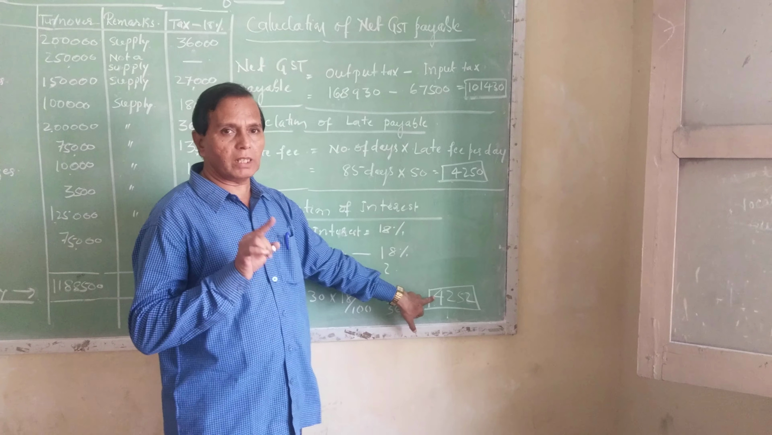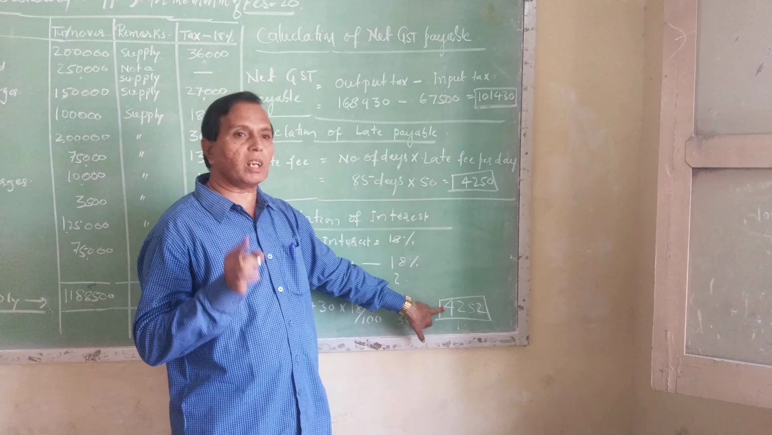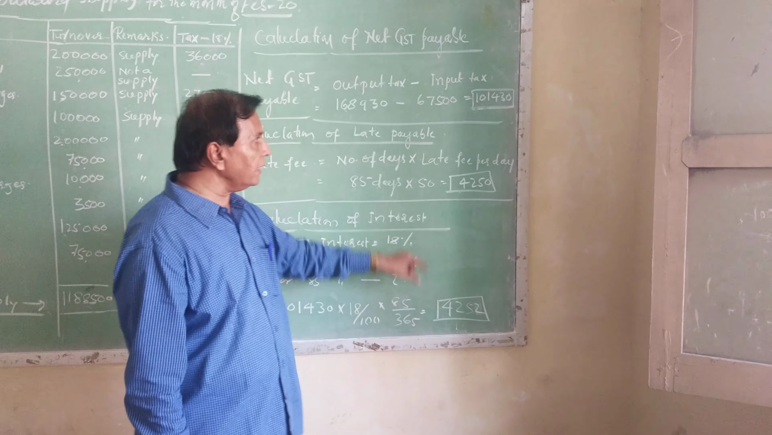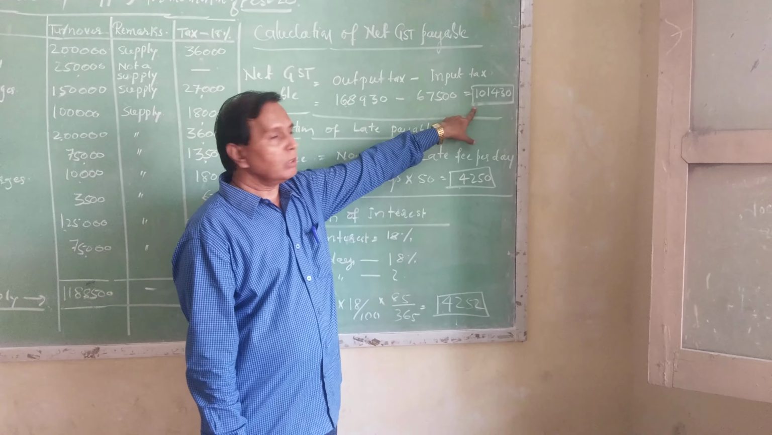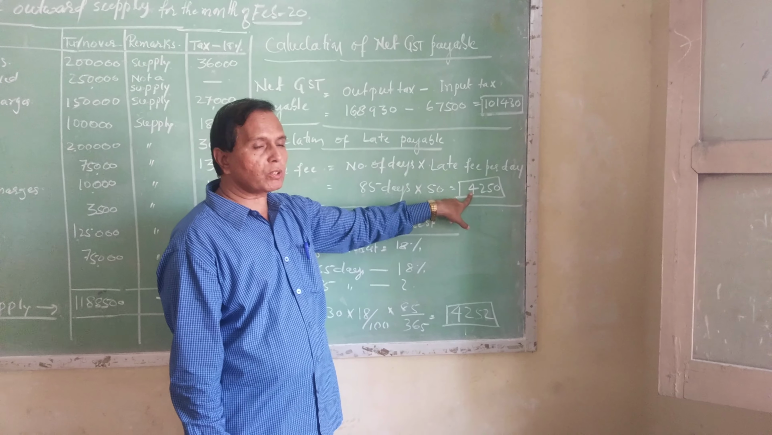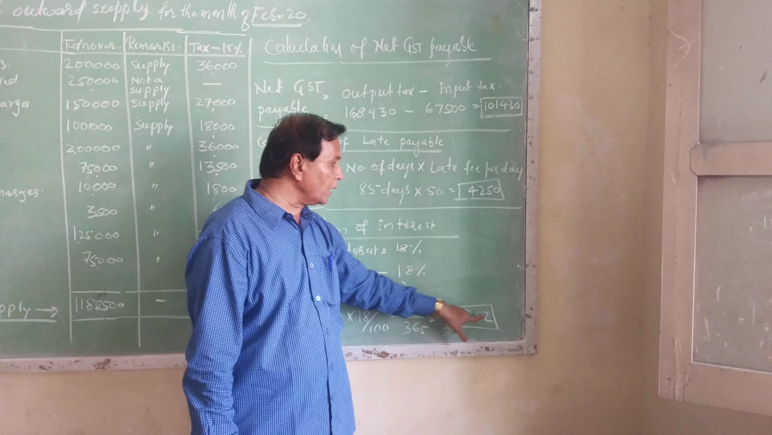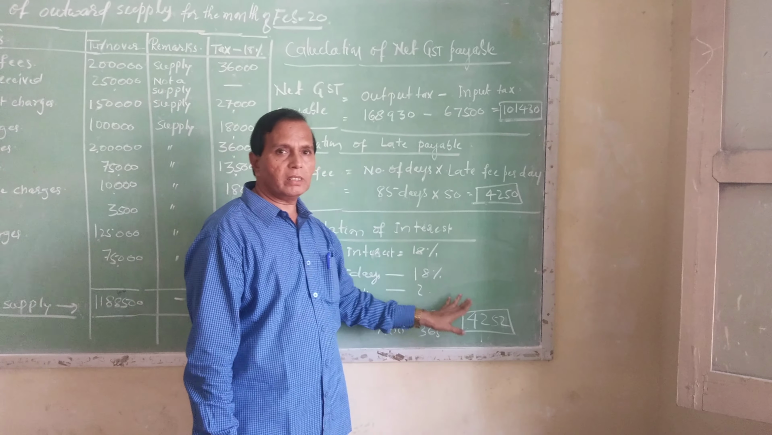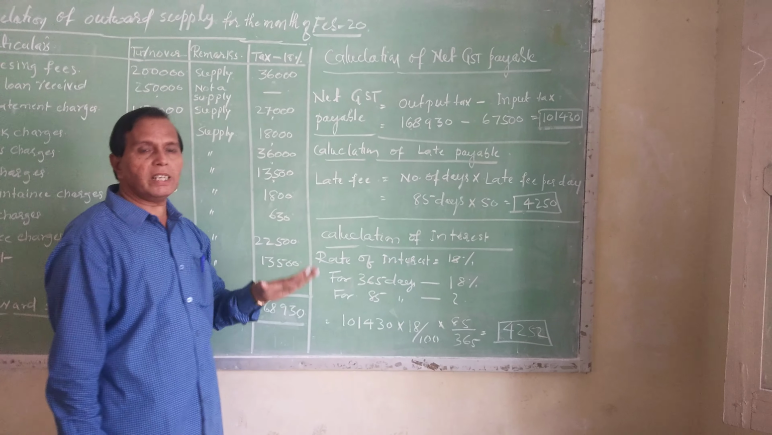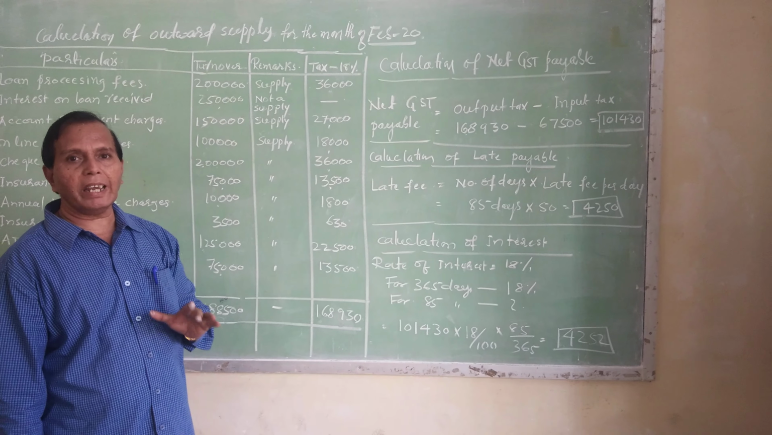That means the dealer must pay the total amount to the tax department: 1,01,430 plus 4,250 as the late fee, and the interest is 4,252. This is the calculation of net GST payable, late fee and interest.